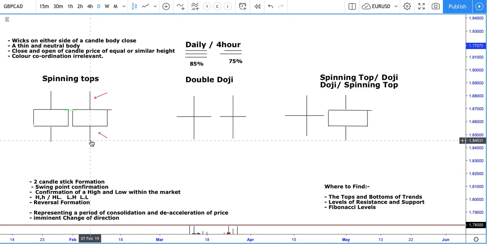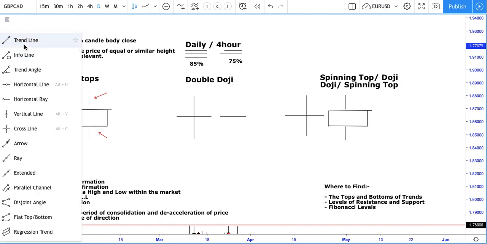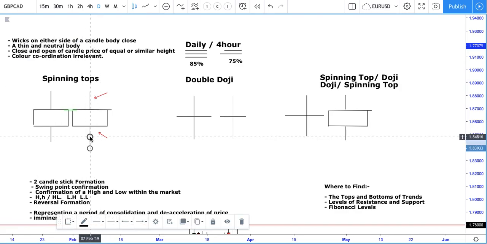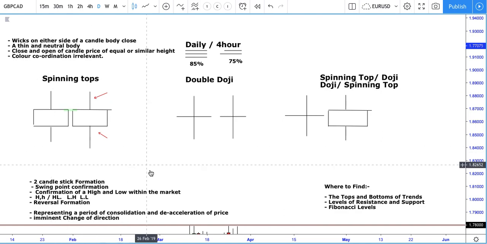Now, if this wick was slightly longer, I can go ahead and stick this in here. If this wick was slightly longer, or slightly higher, that's absolutely fine. It's more about the heights and sizes of those bodies, in relation to where we are looking, to understand what we're trying to trade with these spinning tops, double dojis, or spinning top dojis.